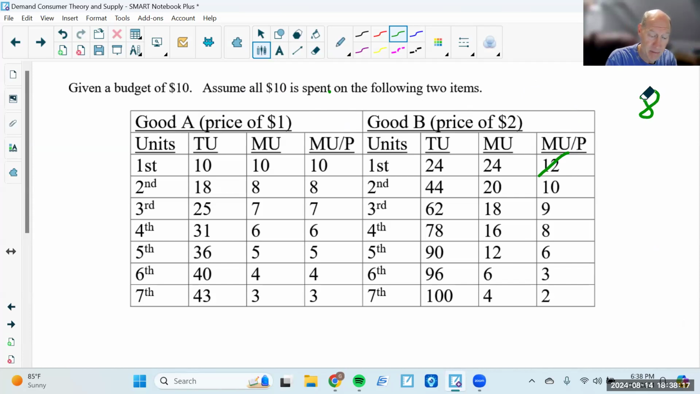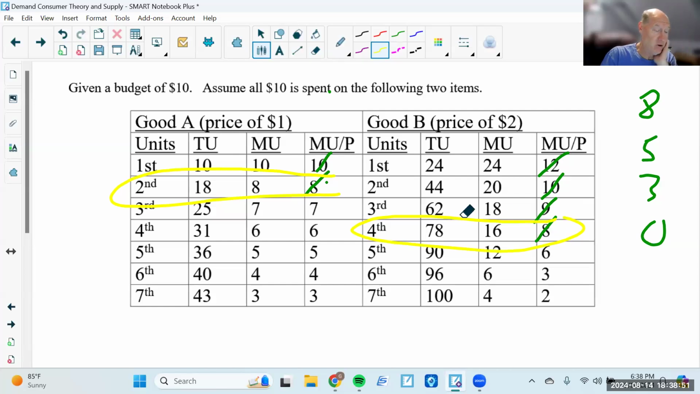Now I'm indifferent. I'm going to buy one of each. So I'm down to 5. Now I'm going to buy good B again because it gives me 9 versus 8 over here. So now I'm down to 3. And now I'm indifferent. I buy them both. And I'm down to 0. I've consumed all my income, which is one of the assumptions they're going to make, that you're going to consume all your income. So the answer is you buy 2 units of good A and 4 units of good B.